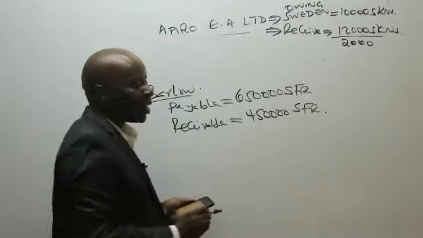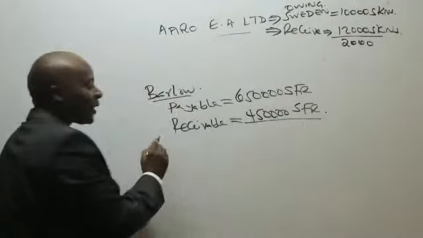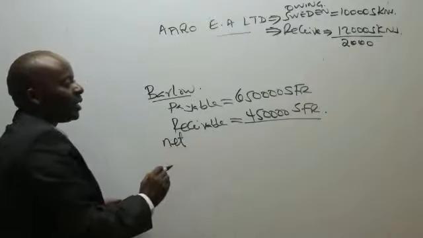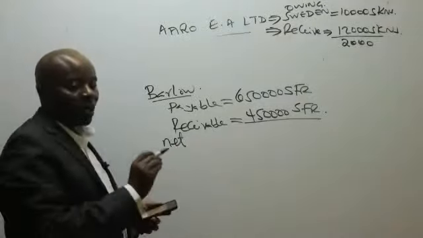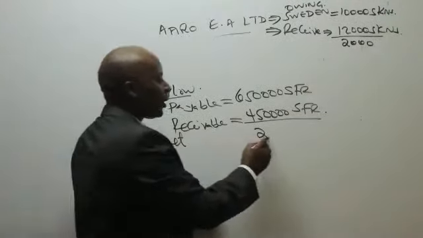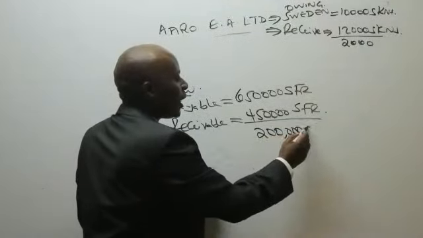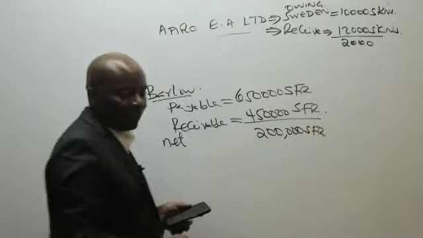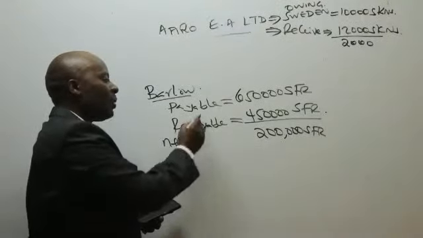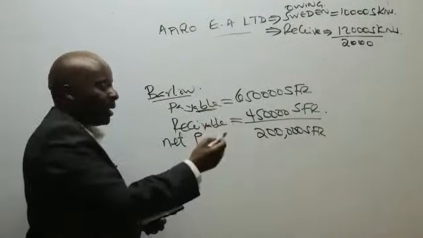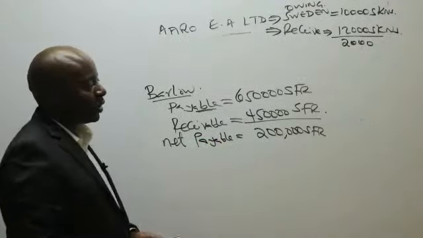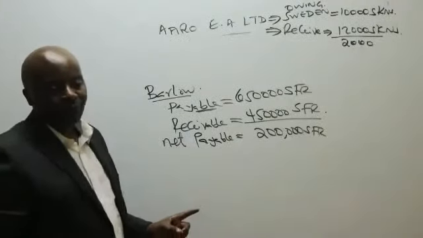Please come and give us the net. It's quite a simple thing, and you guys can easily get this. Give us the net amount and tell me whether the net is payable or receivable. So it is going to be 200,000. Is it a payable or a receivable? The net is payable because the payable is more. So it's a net payable of 200,000 Swiss francs.